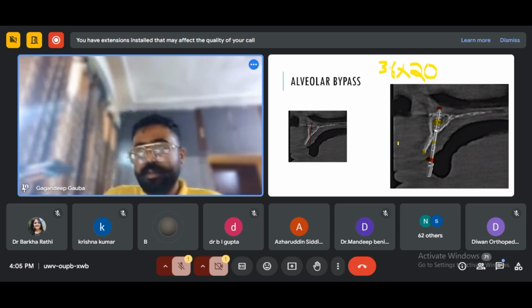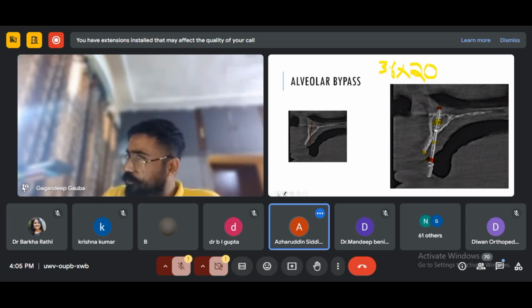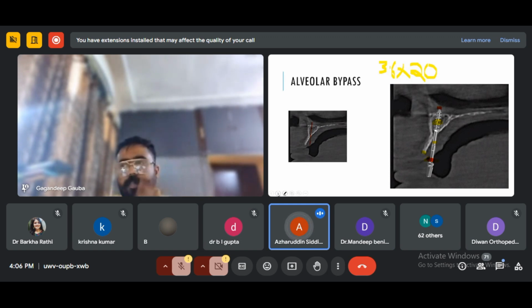Okay, right, sir. Sir, I have a question. Sir, when we are placing a single implant in the anterior segment, do we have to engage the second cortex also, or can we use a compressive implant of a shorter length?